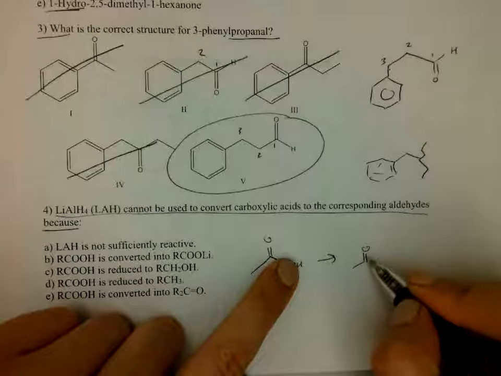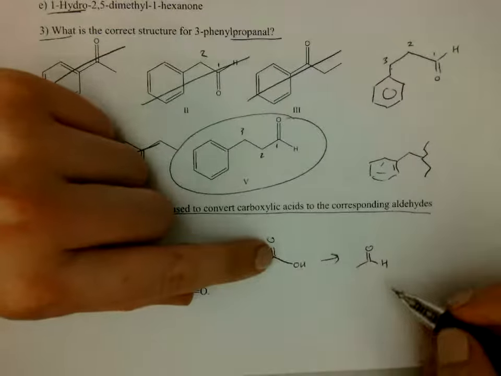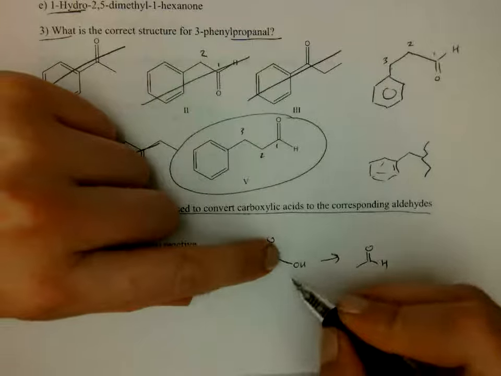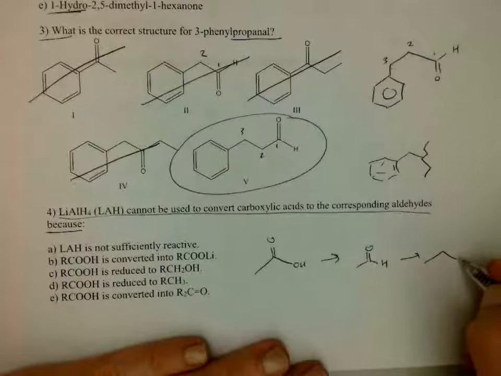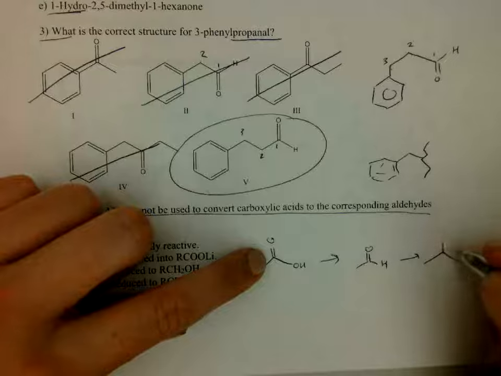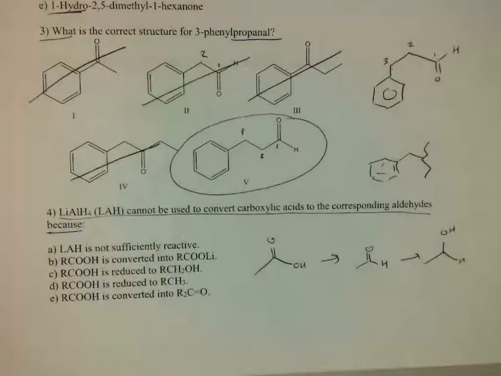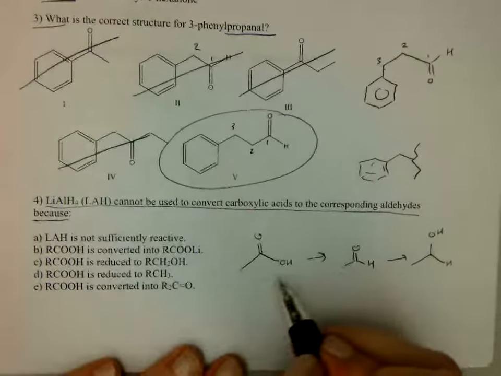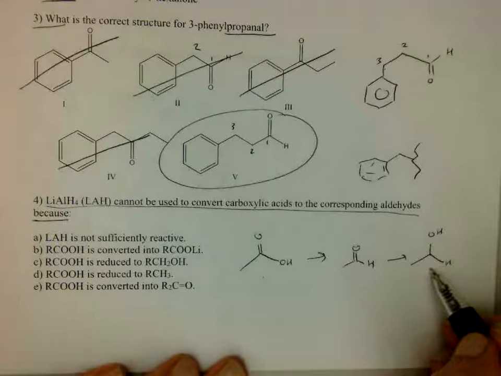So it would have an intermediate that was an aldehyde, but then it's going to eliminate one of these bonds. I guess it would eliminate both of these bonds to this oxygen. So it would finish with, no, it would be one of these bonds to this oxygen. So it'd finish with this. So it goes from a carboxylic acid to an aldehyde to a primary alcohol.